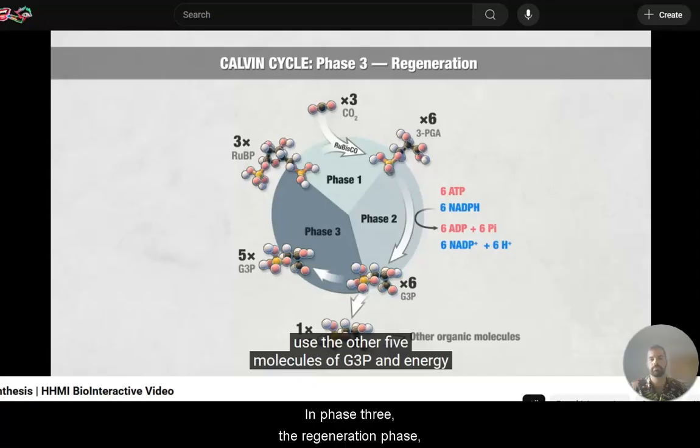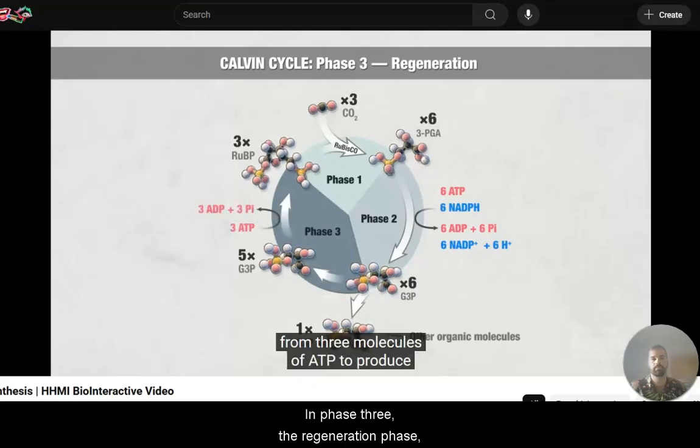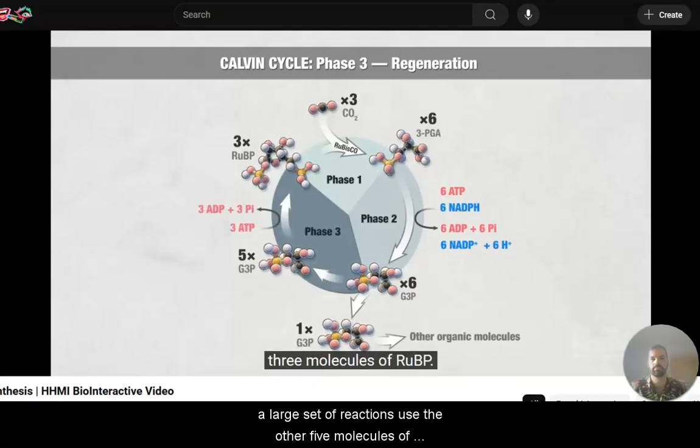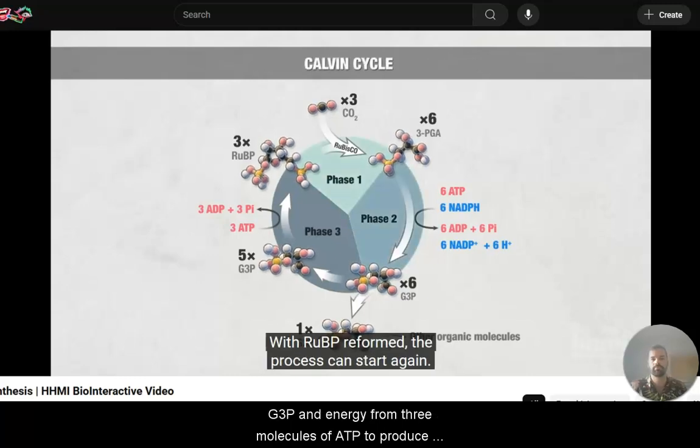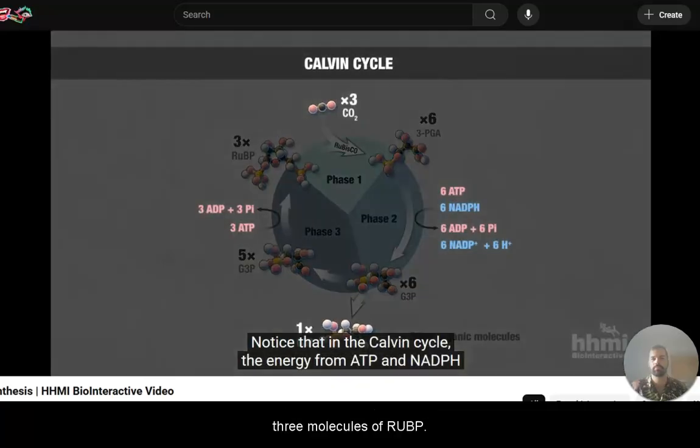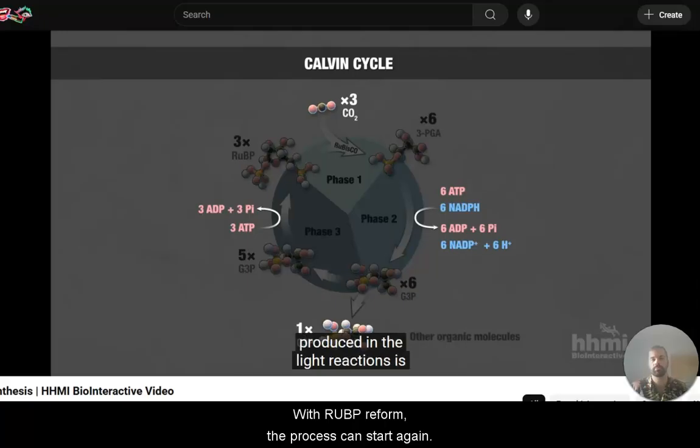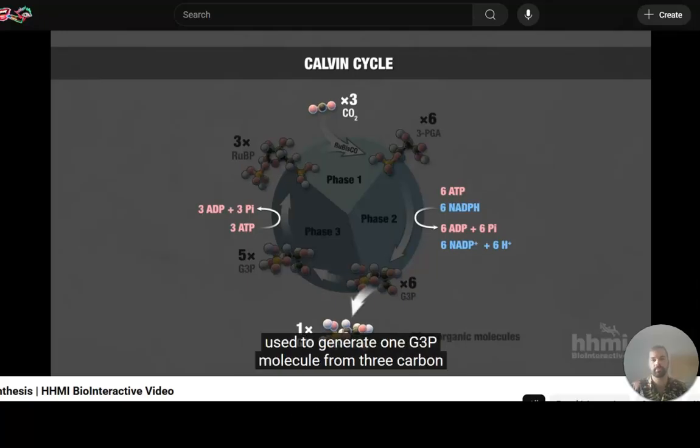In phase 3, the regeneration phase, a large set of reactions use the other 5 molecules of G3P and energy from 3 molecules of ATP to produce 3 molecules of RuBP. With RuBP reformed, the process can start again.